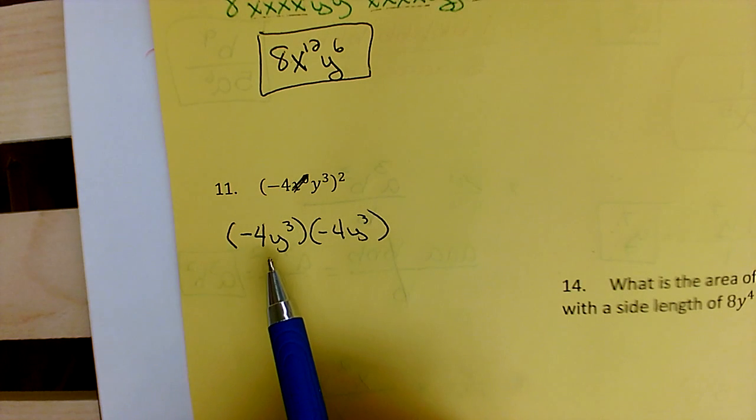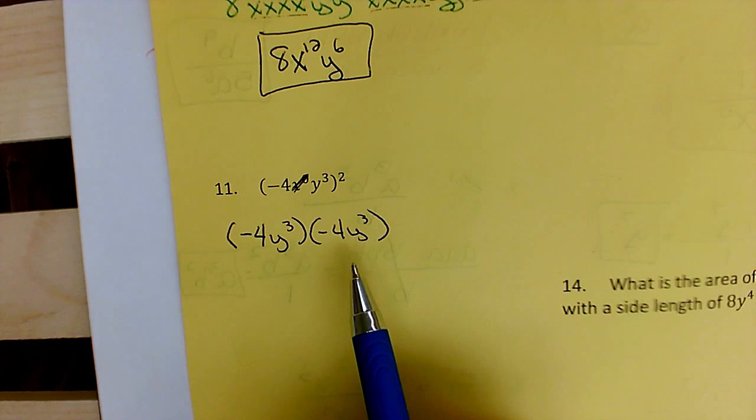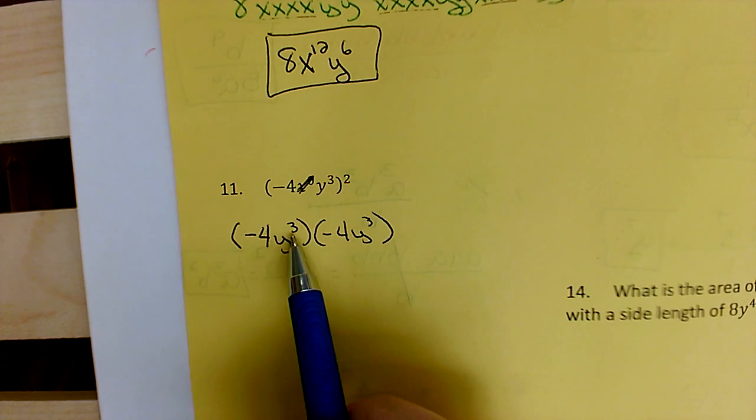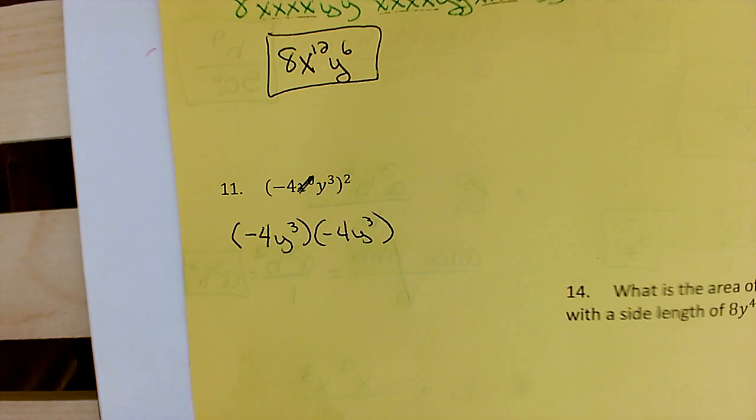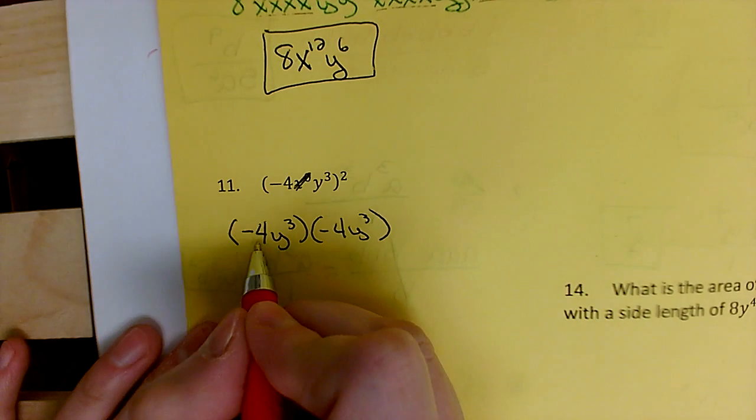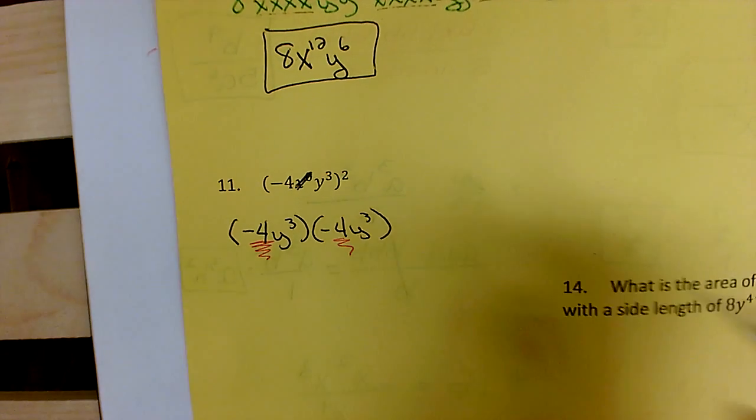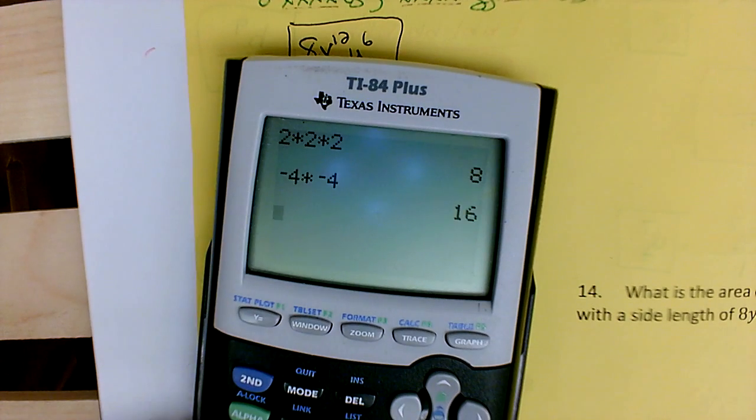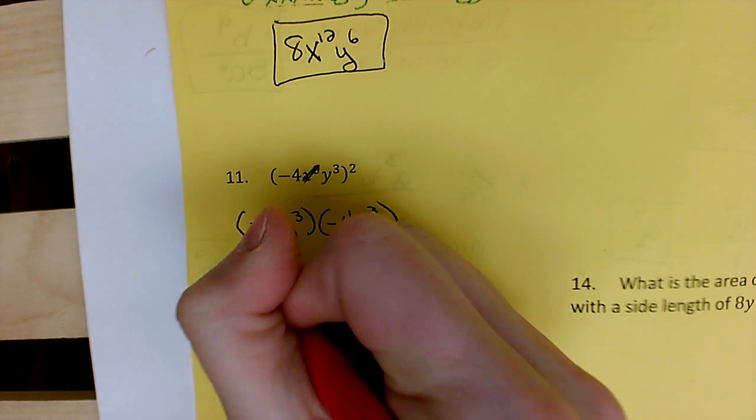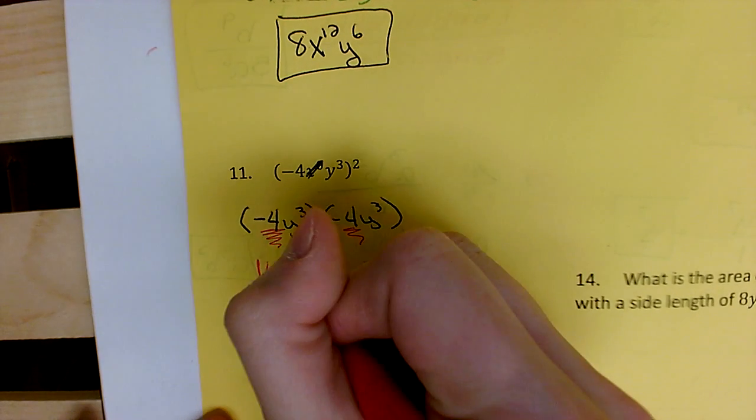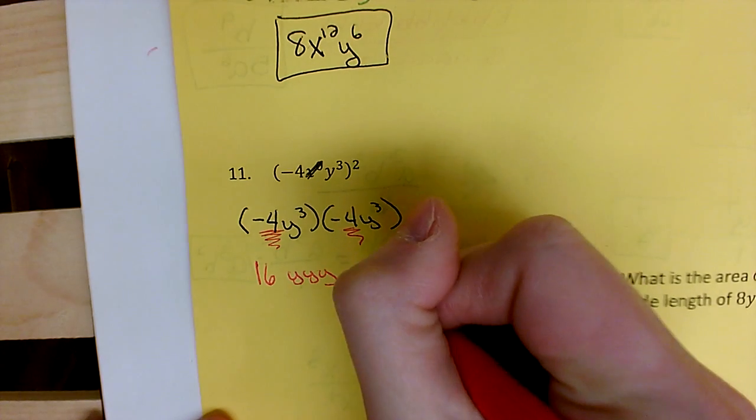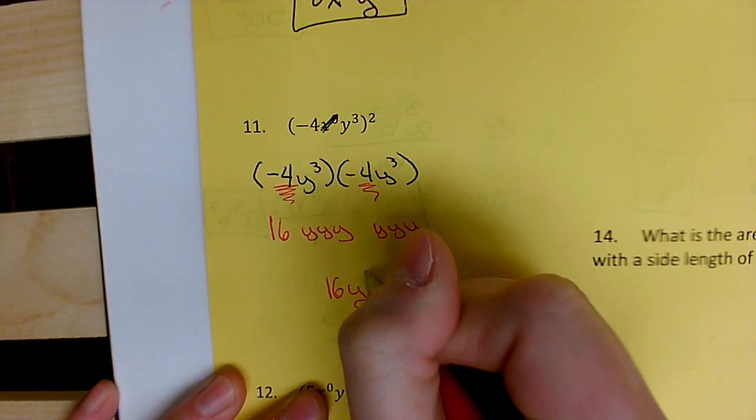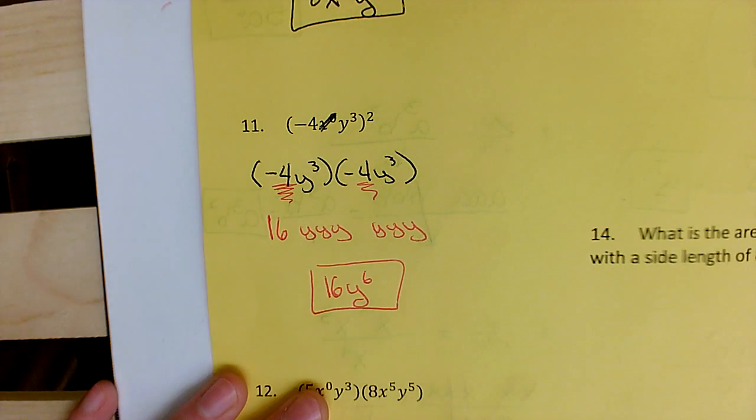Now a lot of people at this point are tempted to turn this into a fraction and move things around, but this is a negative big number, a coefficient, not a little exponent, so it does not move. What I'm doing right here is multiplying negative 4 times negative 4, and if you need to do that in your calculator, that's fine. That gives you a positive 16. So I've got 16y cubed, that's 3 y's, and another y cubed, 3 y's. So altogether, I've got 16y to the 6th power.